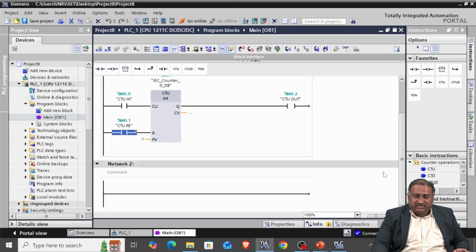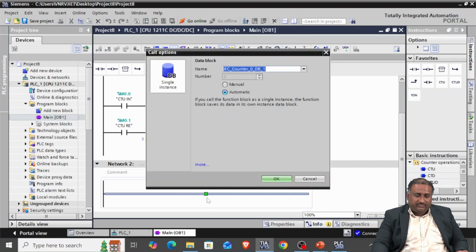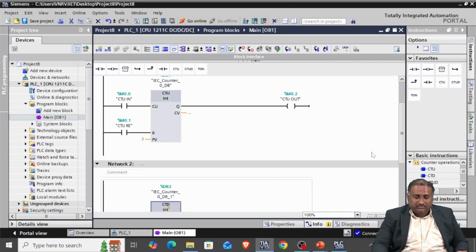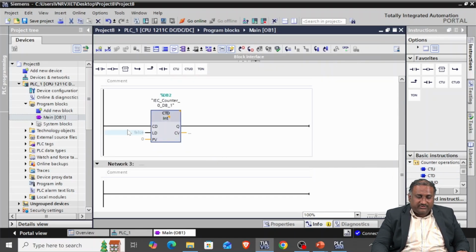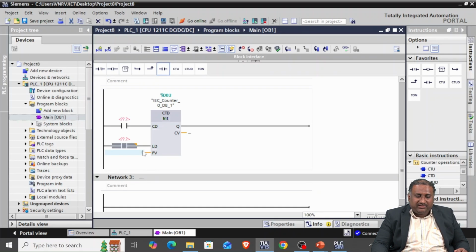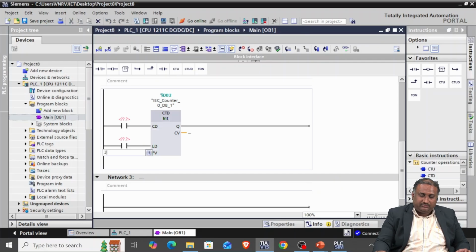Okay. Now we shall discuss about the down counter. If you consider the down counter, CD is the down counter input, LD is the load option that is present in your down counter, and PV is the preset value. Q is the output.